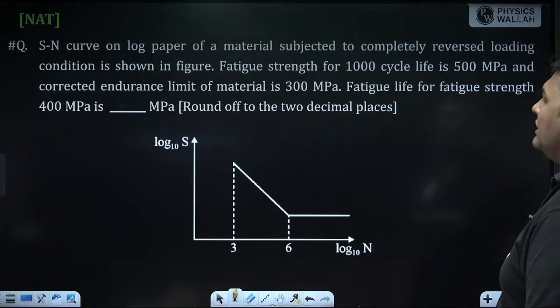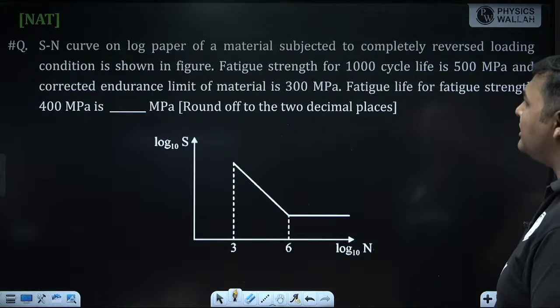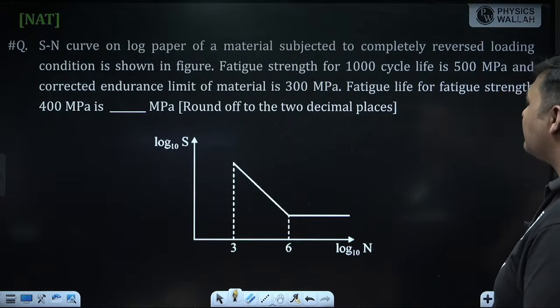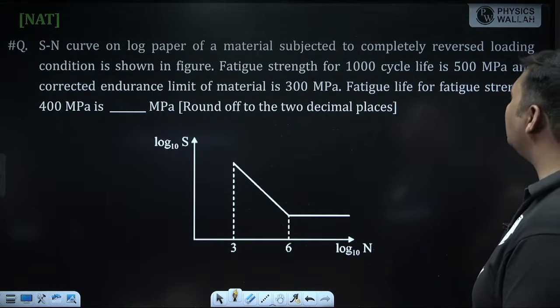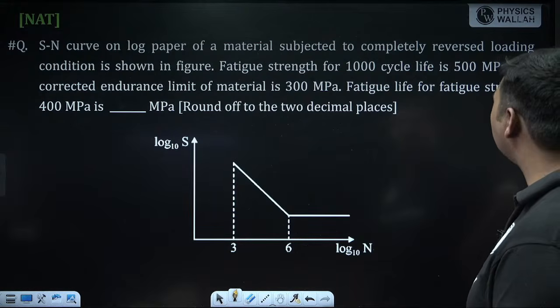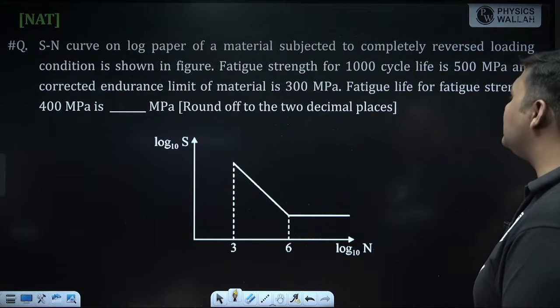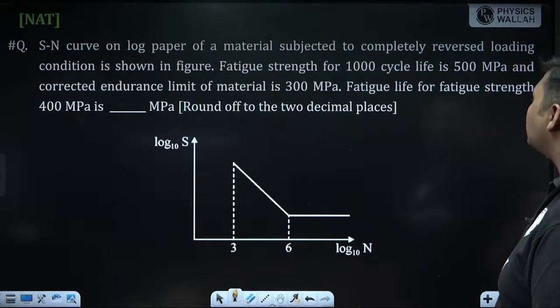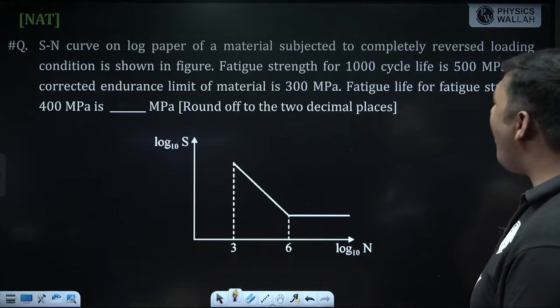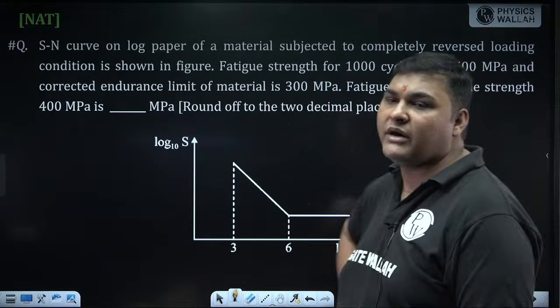Okay. What this question is saying: the SN curve on log paper of a material subjected to completely reversed loading condition is shown in the figure. The fatigue strength for 1000 cycle life is 500 megapascal. So fatigue strength for 1000 cycle life is given, and the corrected endurance limit of the material is 300 megapascal. Then the exam is asking the fatigue life for fatigue strength of 400 megapascal. So for this fatigue strength, we have to calculate what is the life.